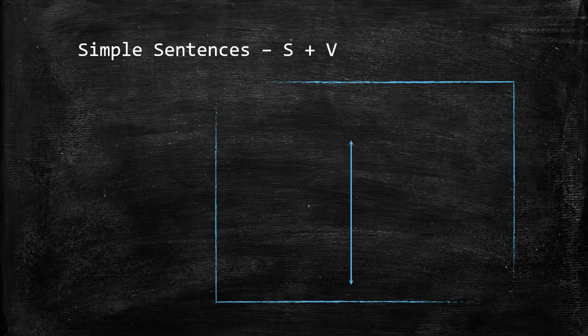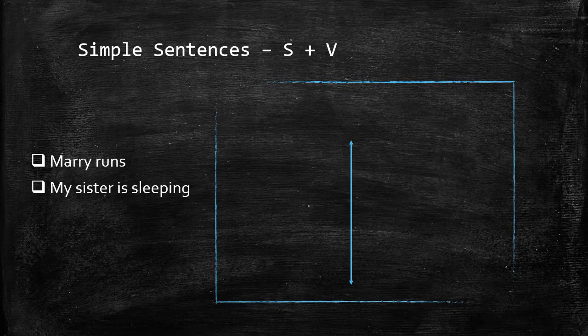Okay, the first one, we have a simple sentence. It contains only a subject and a verb. Okay, we have an example here: Mary runs and my sister is sleeping. Let's see here, Mary as a subject and runs as a verb. And also in the second sentence, we have my sister as a subject and is sleeping as a verb.